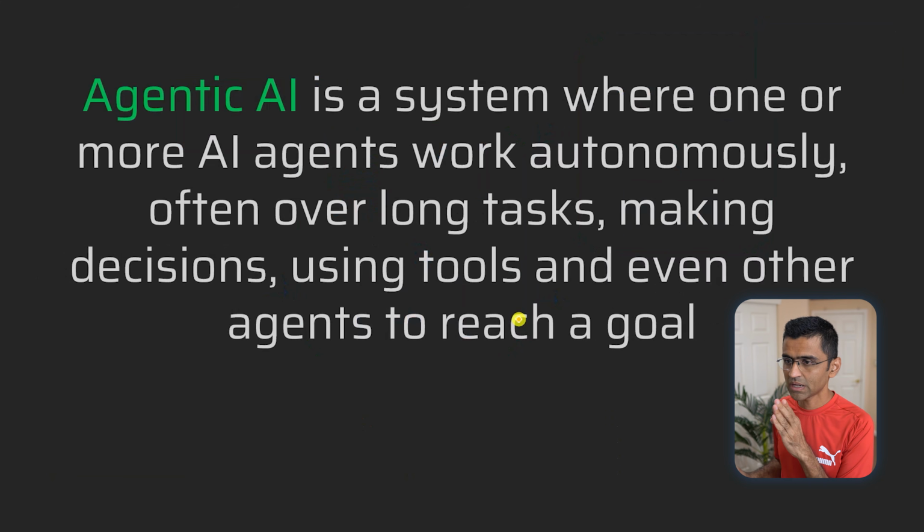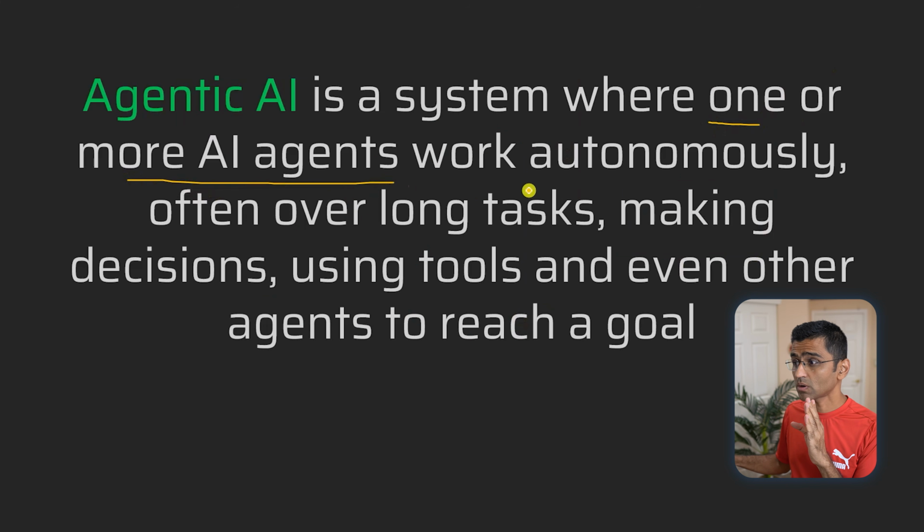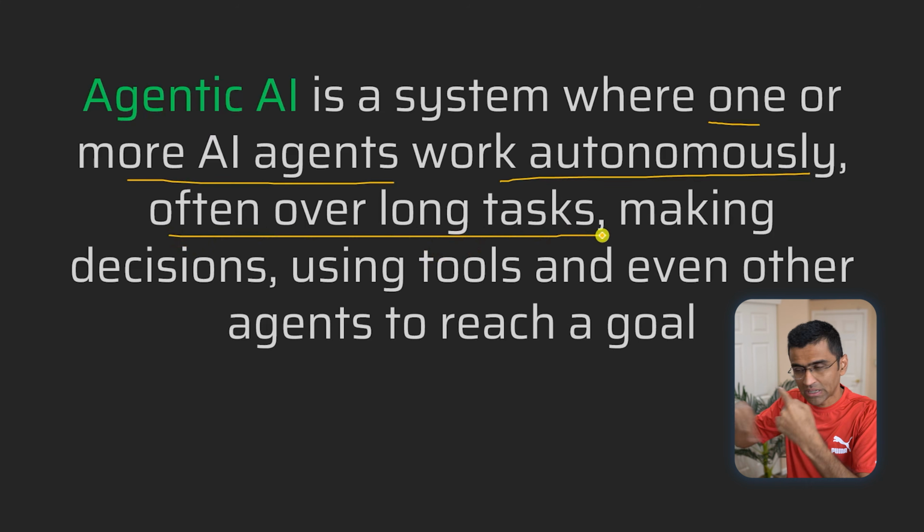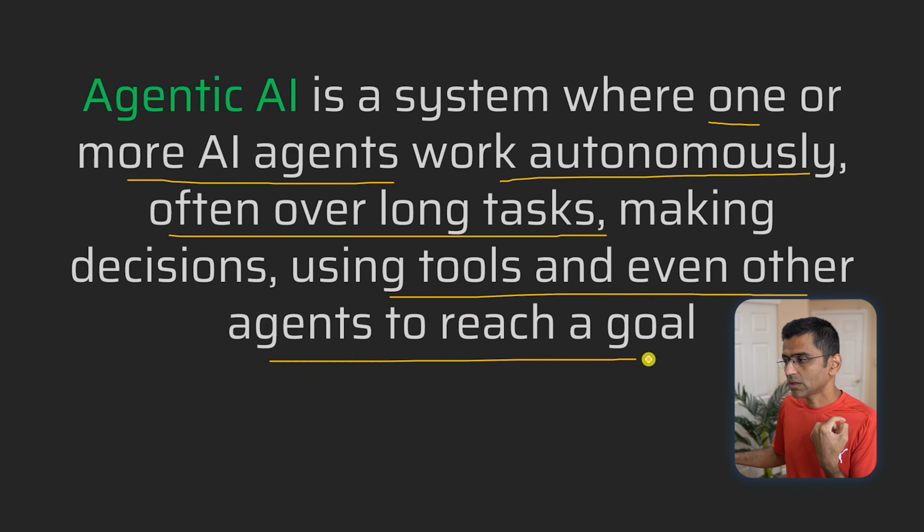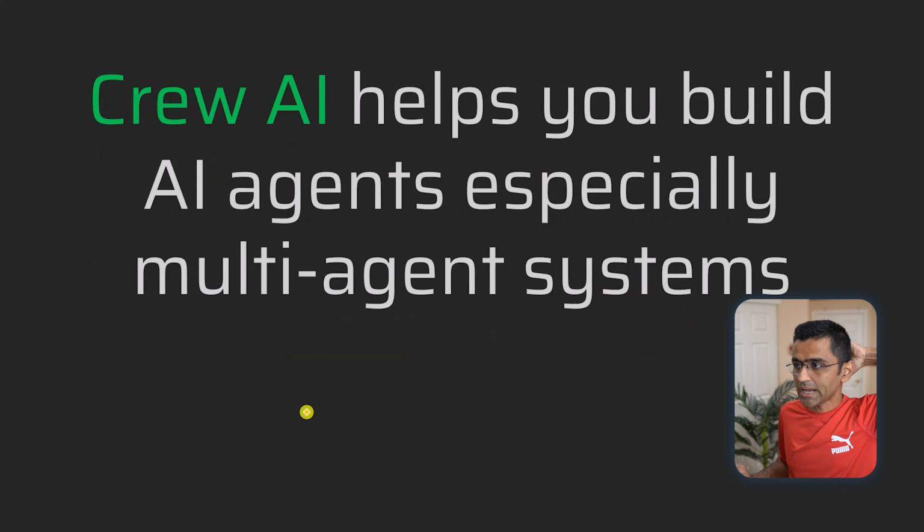Agentic AI is a system where one or more AI agents work autonomously, often over long tasks. They might call LLM multiple times, making decisions using tools, and calling even other agents to reach a goal. And CrewAI helps you build AI agents, especially multi-agent systems.